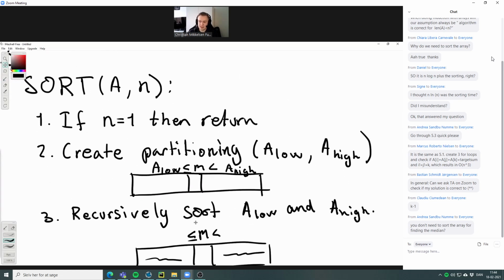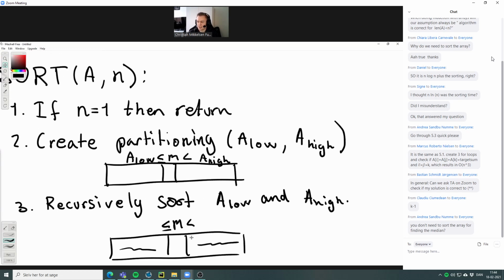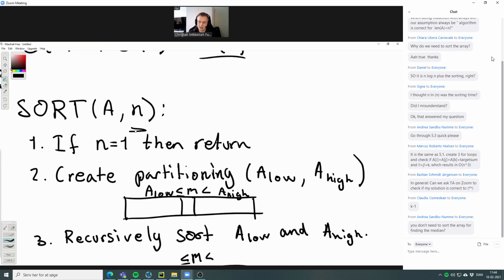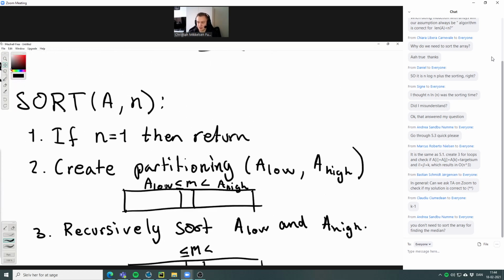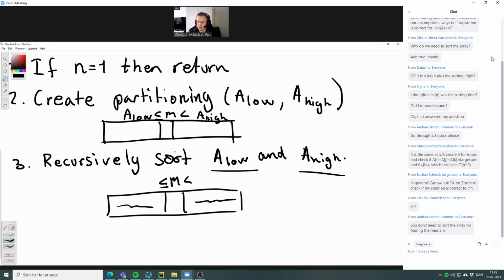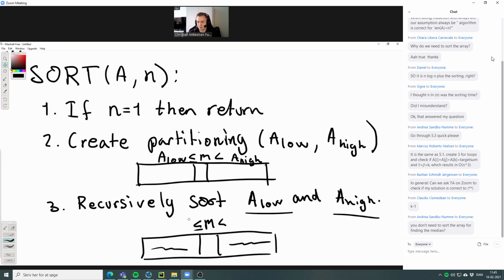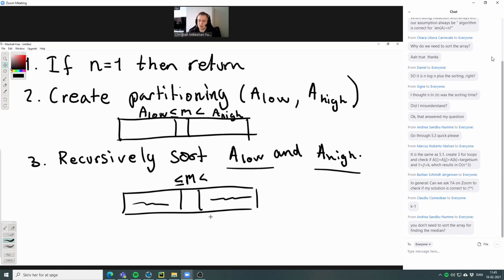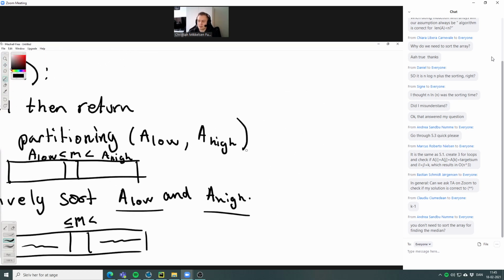Now, how much time does this actually take? Well, we know that partitioning takes exactly n time because that's what our algorithm did. And everything else here is pretty much constant time. Well, it is constant time, right? Because A low and A high are already within the array. So we don't have to do anything particular when recursively sorting them. Of course, you could have index bounds and stuff. But that is an implementation detail. So the only thing that really takes time is this right here. This takes O of n time.